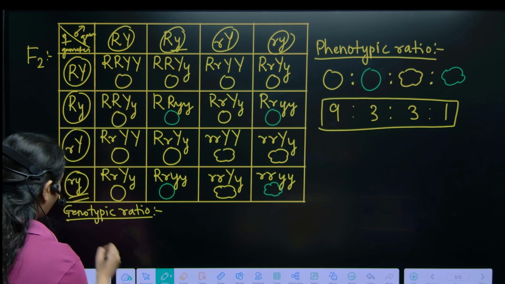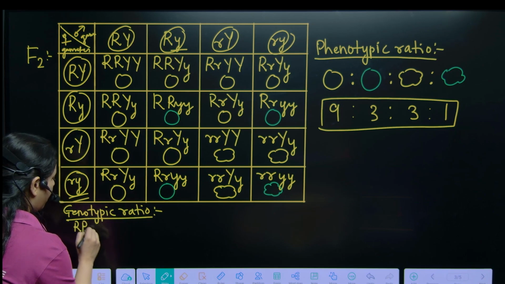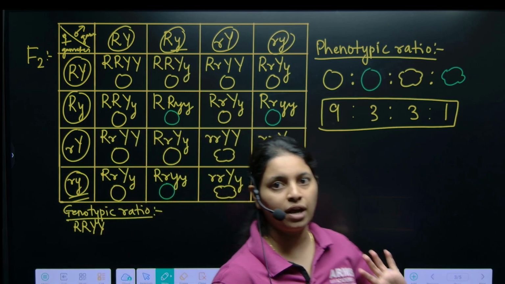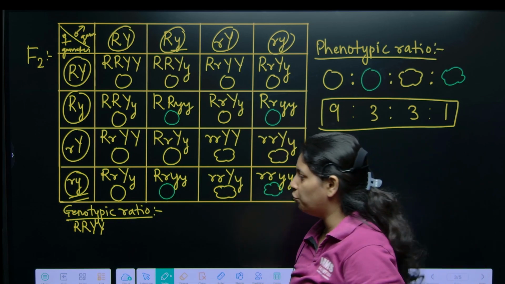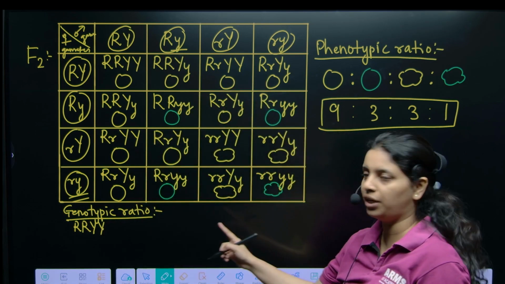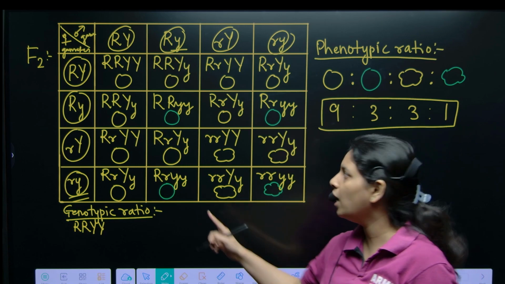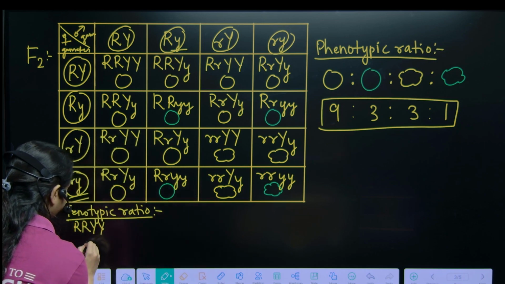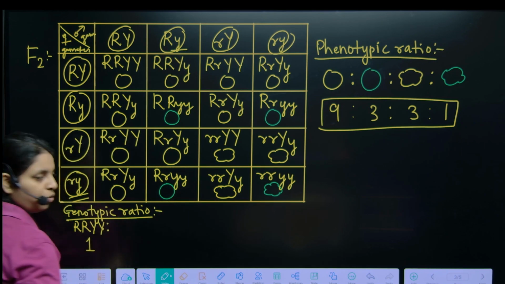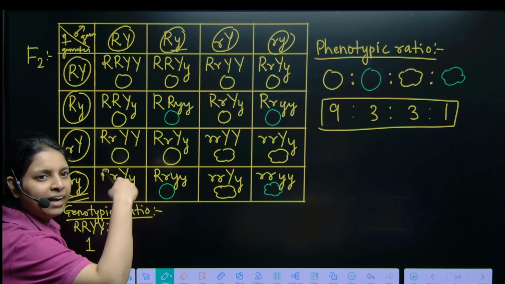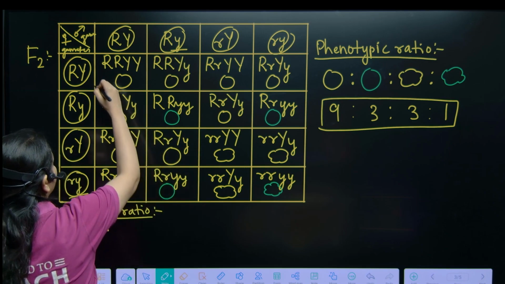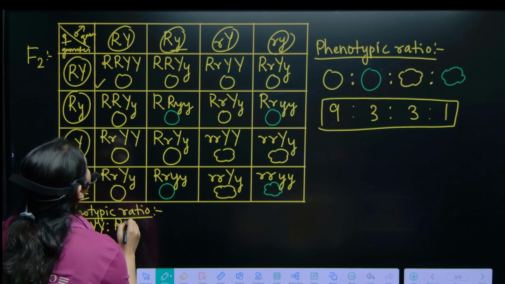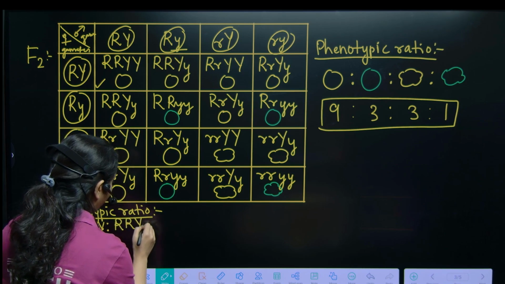The first one we have is capital R, capital R, capital Y, capital Y. If you look at the entire Punnett square, how many plants are present with this genotype? Look at all the genotypes. Then we see there is only one, the first one. So here we have one. This is done. I will just add a tick so that we understand it's done.